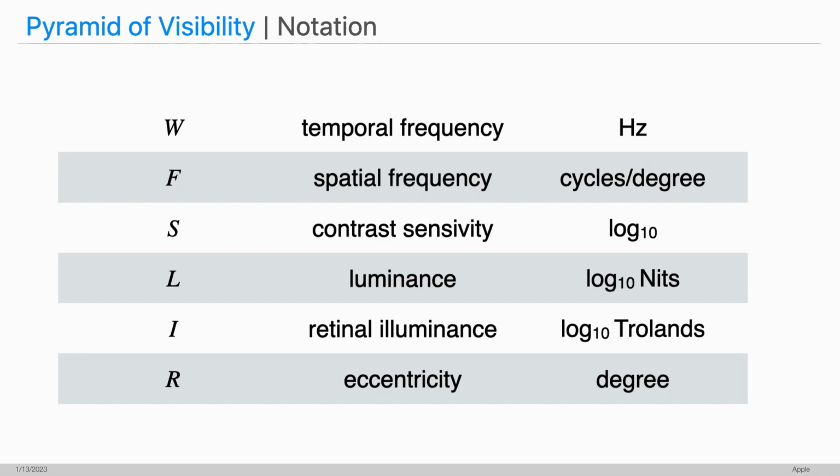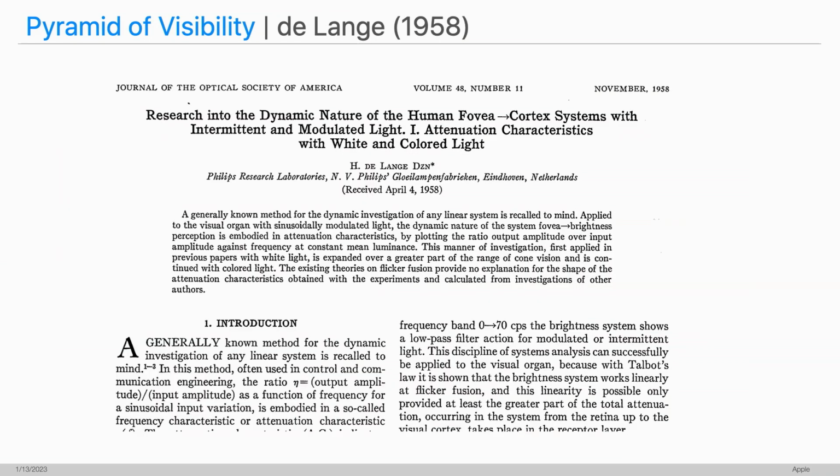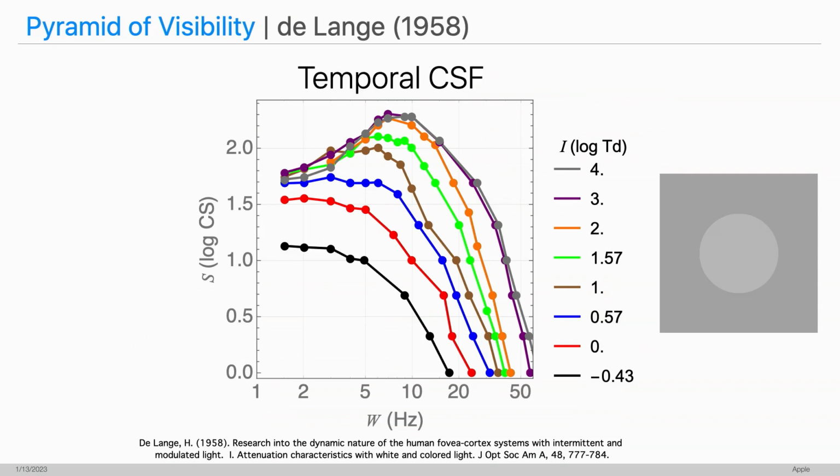Now, what I'm going to start with is some classic papers in vision and look at them in a new way and see what they reveal. So here's a paper from way back, 1958, De Lange from the Netherlands, and this is a paper about temporal contrast sensitivity. And here's the data that he collected.